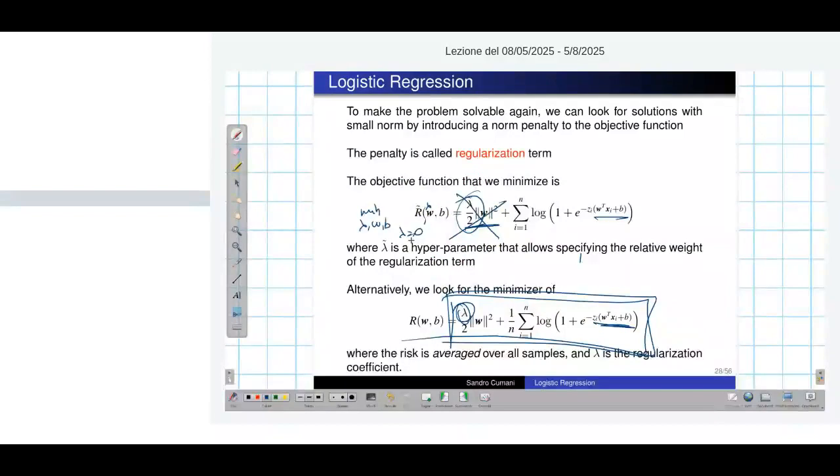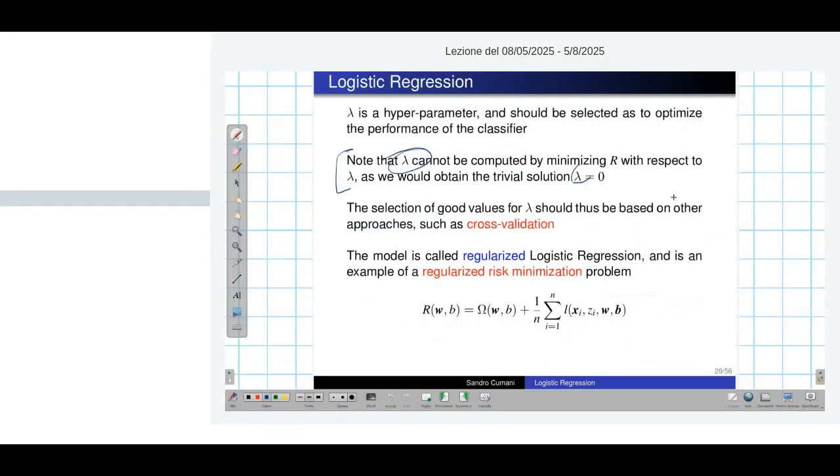A parameter that I cannot optimize directly using the same objective function that I use to estimate the other parameters. W and B are obtained by minimizing R, but lambda cannot be obtained by minimizing R with respect to lambda, because then I would trivially find the solution lambda equal to 0. So for lambda, we use cross-validation.